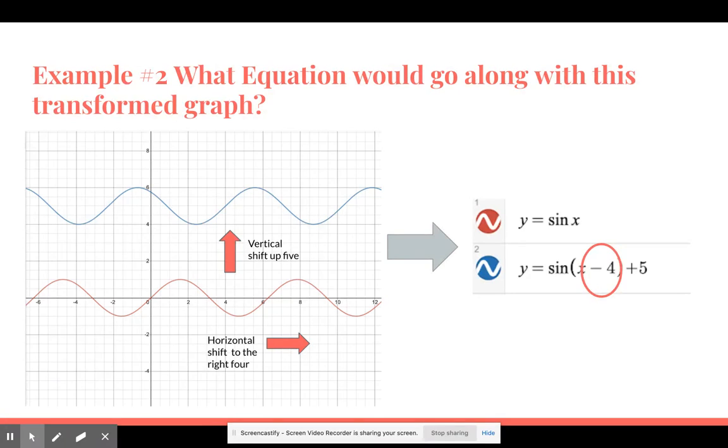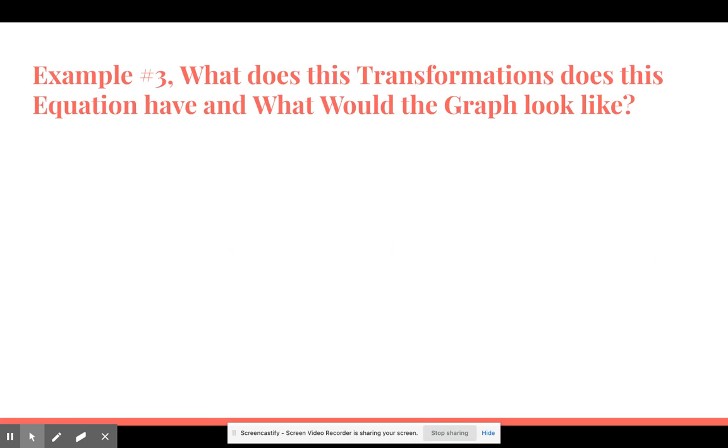Well, you know you have to have a -4 inside the parentheses because you have a horizontal shift to the right and it's opposite, so you put a -4. And then you have a vertical shift up 5, which is normal, so you just add 5 to make it go up 5. So example number 3.